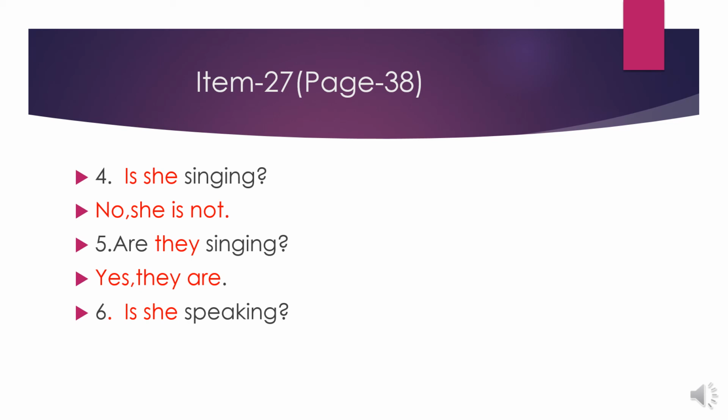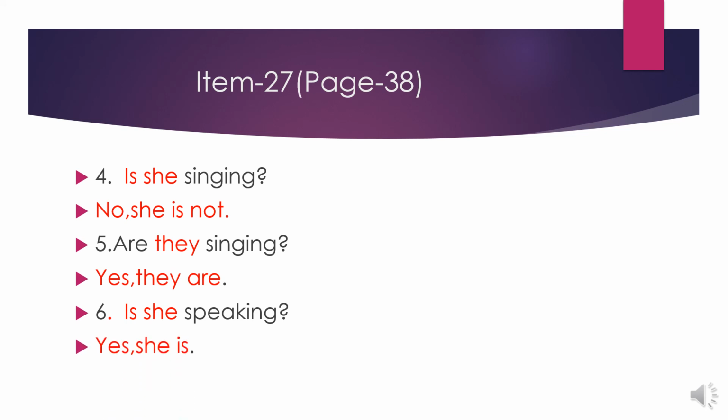We can see 3 blanks here. So if there are 3 blanks, that means the answer will be yes. And if there are 4 blanks given here, then the answer will be no. Okay, so yes, she is. From the picture we can easily sense that she is talking or she is speaking. So yes, she is. Got it?